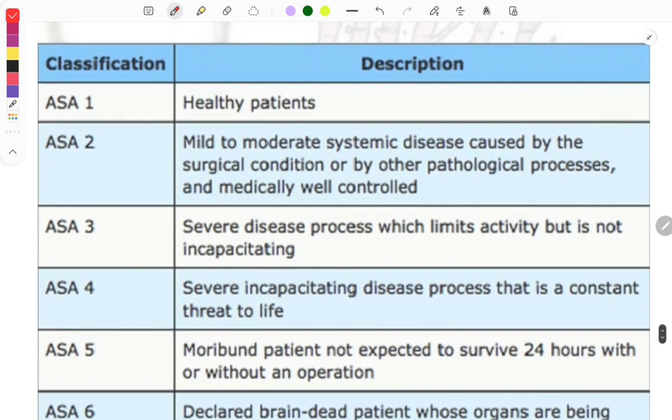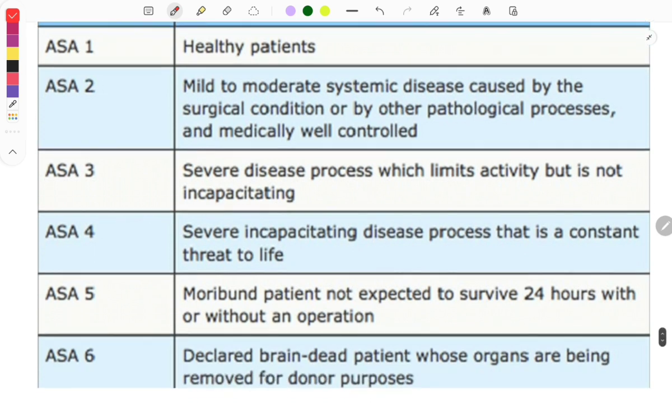So classification, if the patient falls under category 1, then he is considered a healthy patient. Then 2, mild to moderate systemic disease caused by the surgical condition or by other pathological processes and medically well controlled. मतलब कि there are comorbidities present, but these comorbidities are under control, mild comorbidities. Then 3 will be the severe disease. So the disease is very severe and severe comorbidities are present.